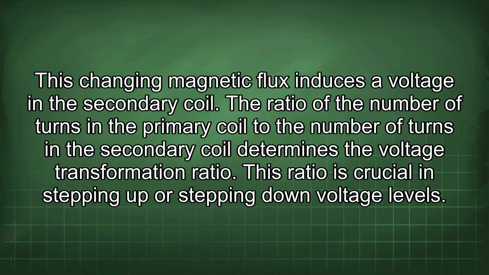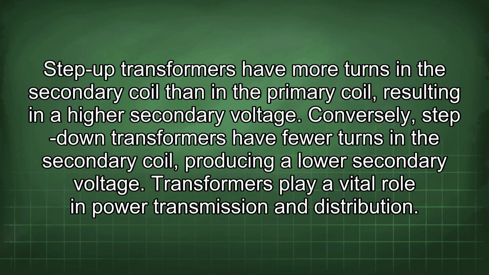The ratio of the number of turns in the primary coil to the number of turns in the secondary coil determines the voltage transformation ratio. This ratio is crucial in stepping up or stepping down voltage levels. Step-up transformers have more turns in the secondary coil than in the primary coil, resulting in a higher secondary voltage. Conversely, step-down transformers have fewer turns in the secondary coil, producing a lower secondary voltage.